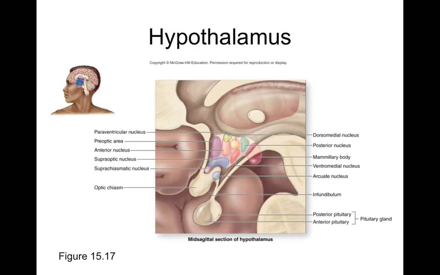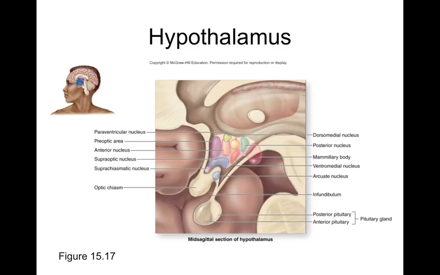So these are also involved with things like body temperature regulation, salt and water retention, and it also controls the release of most hormones by your pituitary gland because it's attached. In fact, the pituitary gland is like the master control gland of your body.